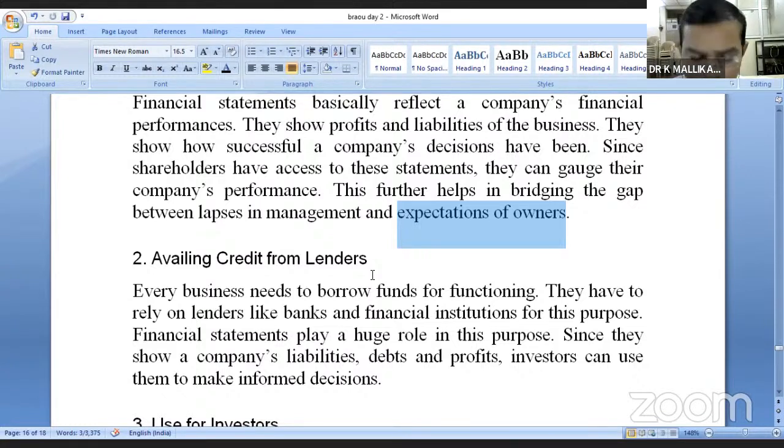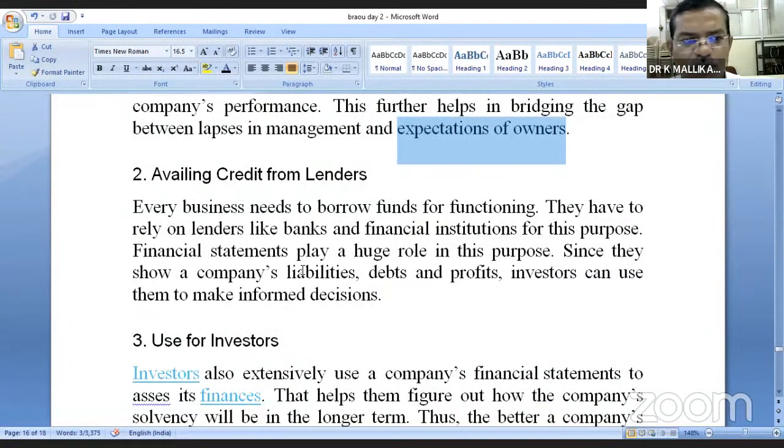On behalf of the shareholders, a few people are appointed or elected as a management team, like CEO, CFO, sales manager, purchase manager, procurement manager, financial manager. So different people are there, right? Now, availability of credit from lenders.